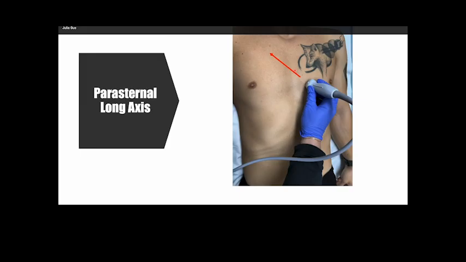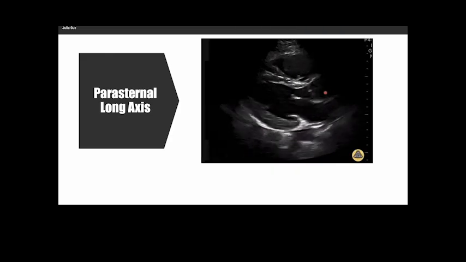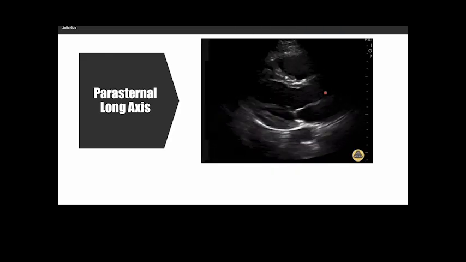So in order to get a long axis of the heart, we want to slice it along the long axis. Well, our indicator has to point towards 10 o'clock, the patient's right shoulder, okay? Plus or minus around 10 o'clock, okay? So when you do that, you're going to get something like this, okay?